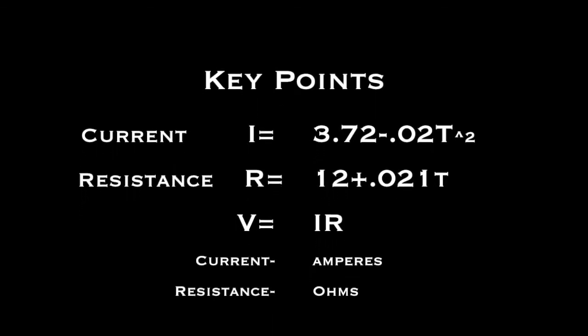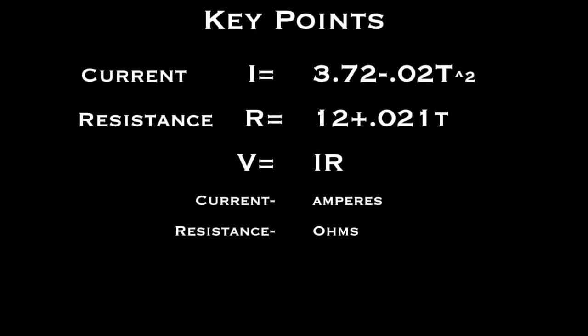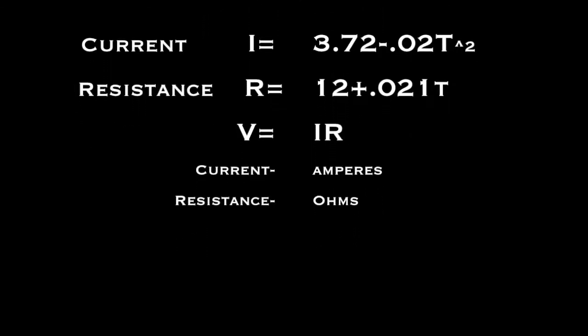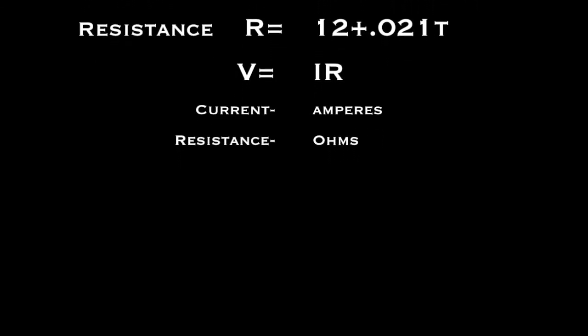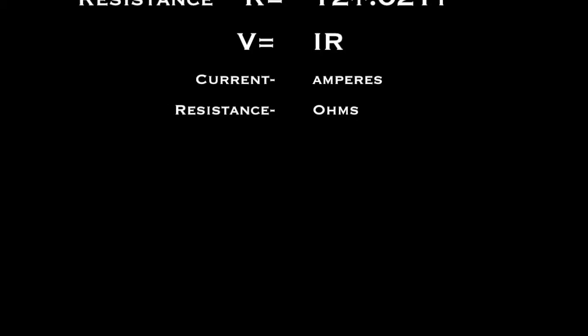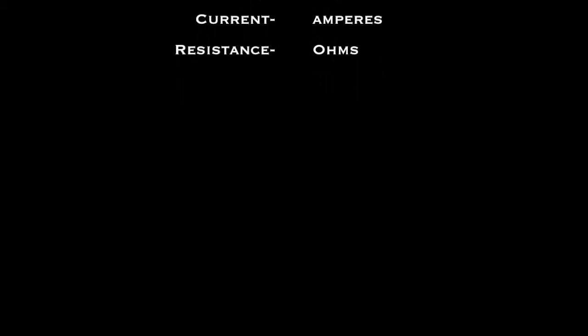Now we have the equation for the current, the resistance, and the voltage. We also know that the current is measured in amperes and the resistance is measured in ohms. If you're like myself, you'd have to look that up and realize that amperes is actually the long form of amp, and it's the flow of electrons in the unit, and ohms is the unit of resistance offered to current flow by a conductor.